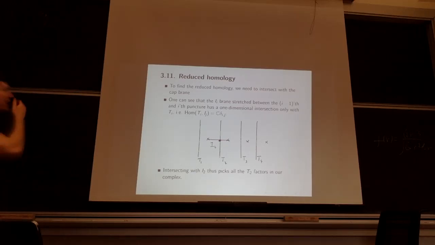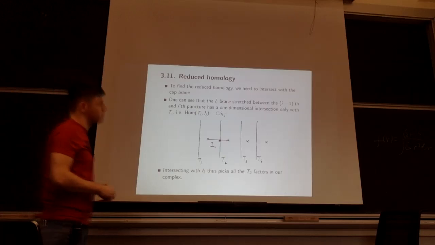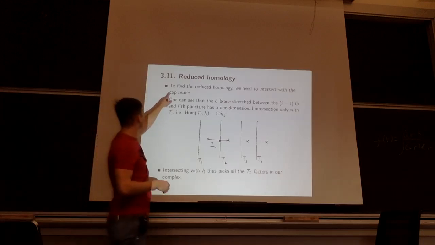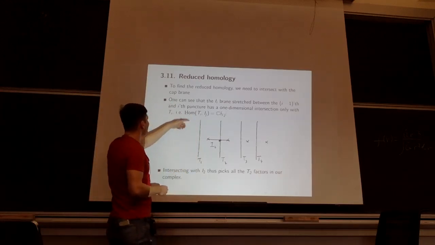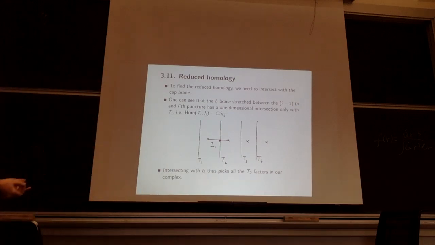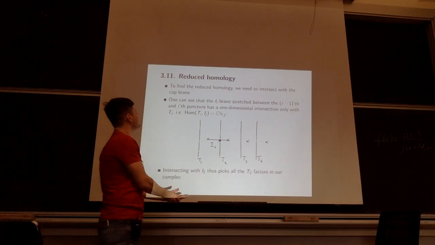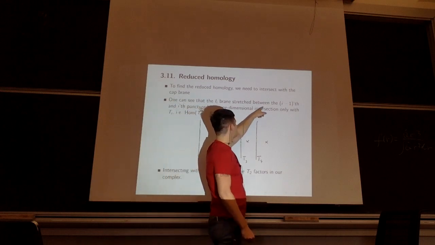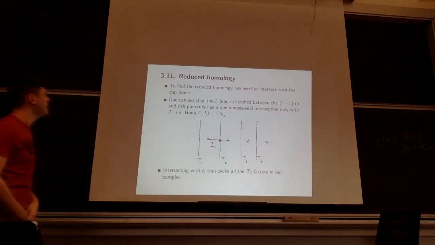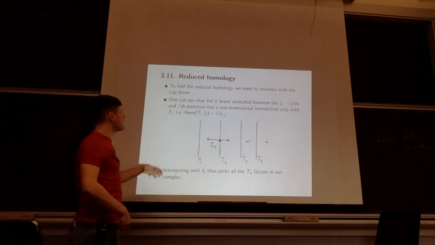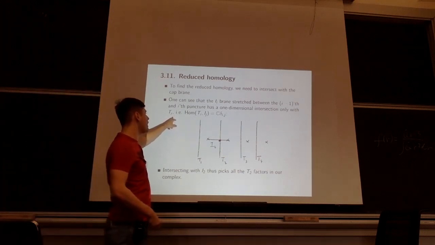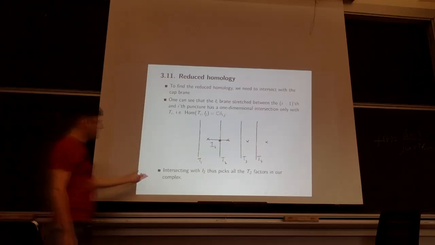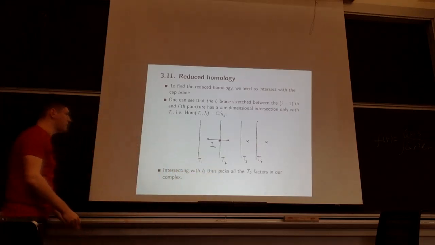Okay, so now we are at a position where we can find a reduced homology. For that, we need to intersect with the cap brane. One can see that these cap branes, which I denote as I_J, or I_I, stretched between the (I minus one)th puncture and the ith puncture, have a one-dimensional intersection, but only with a single thimble T_I. And you can see it immediately from this picture. So effectively, intersecting with I_2 only picks the T_2 factors in our complex.